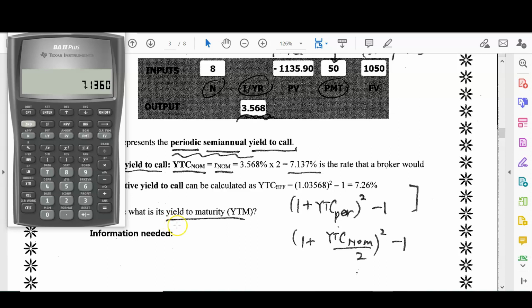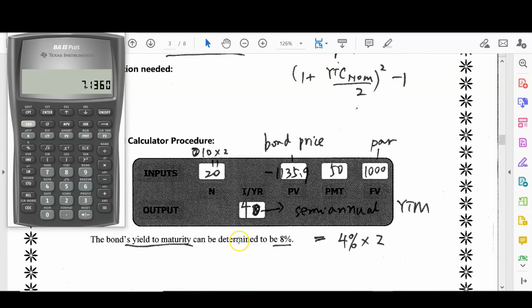The next question asks for the yield to maturity of this bond. This time N becomes the number of half years until the maturity date, so it's 10 multiplied by 2. We can input 20 as N. For present value, the bond price is still the same, negative 1135.9, which we input as PV. Payment is still 50. For future value, we need to input par value instead of call price. And compute for I.